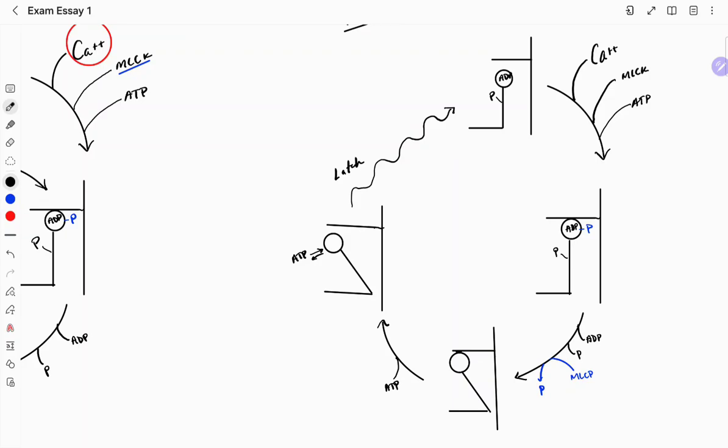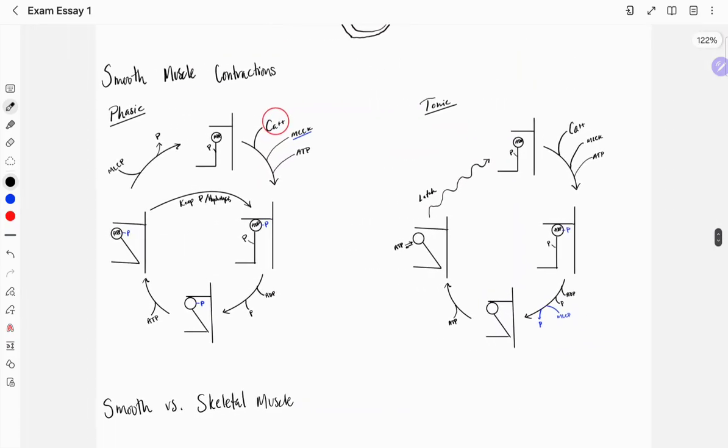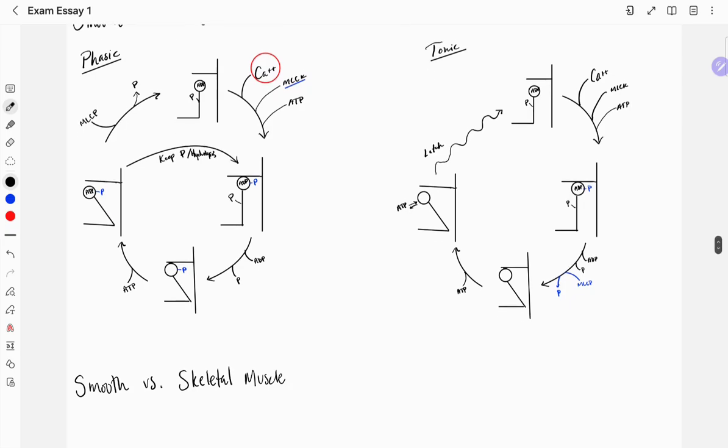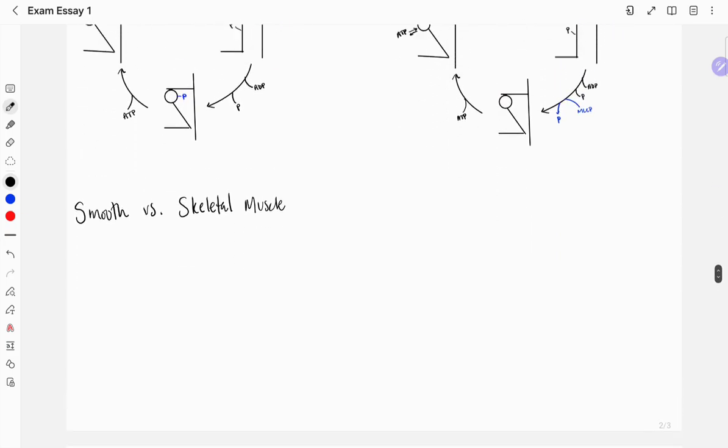So those are the two cross-bridge cycles that are involved with smooth muscle contractions, and you can see how they're different from skeletal muscle contractions. But the advantage of smooth muscle, or I guess the different function, is that these contractions can be much, much longer than that of skeletal muscle because of these differences.